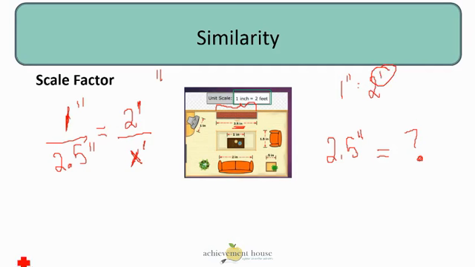So if I cross multiply here, I get X equals 2.5 times 2 is 5. Since X is in feet here, that means that the fireplace is 5 feet wide.